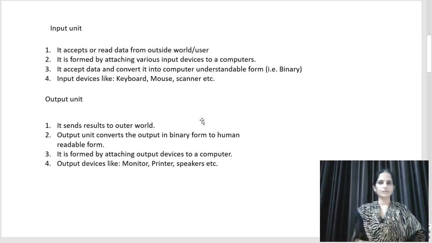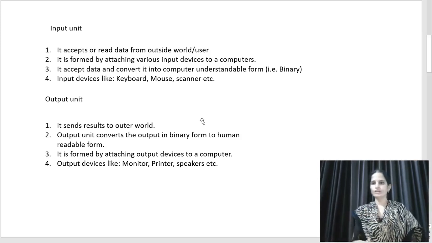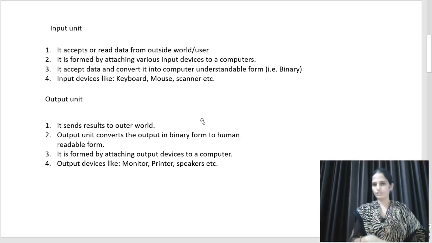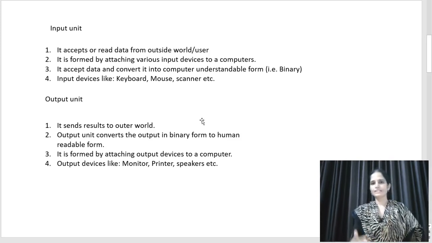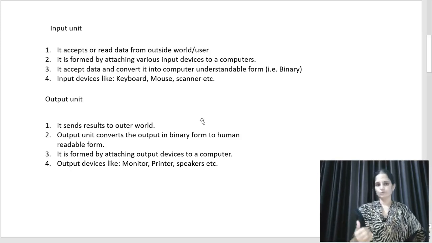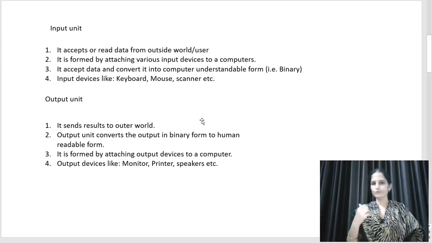And what do you mean by binary form? Binary means 0 and 1. The computer only understands the binary language, the machine language, which is binary code: 0 and 1, bits and bytes. The input unit is formed by attaching various input devices to a computer. How can the input unit accept and read the data? The input unit always reads the data with the help of input devices.